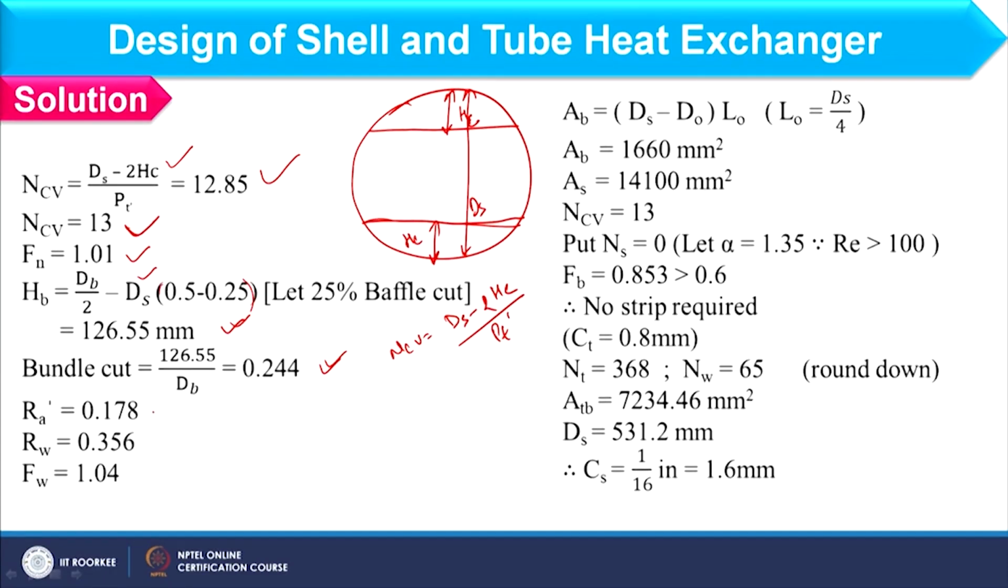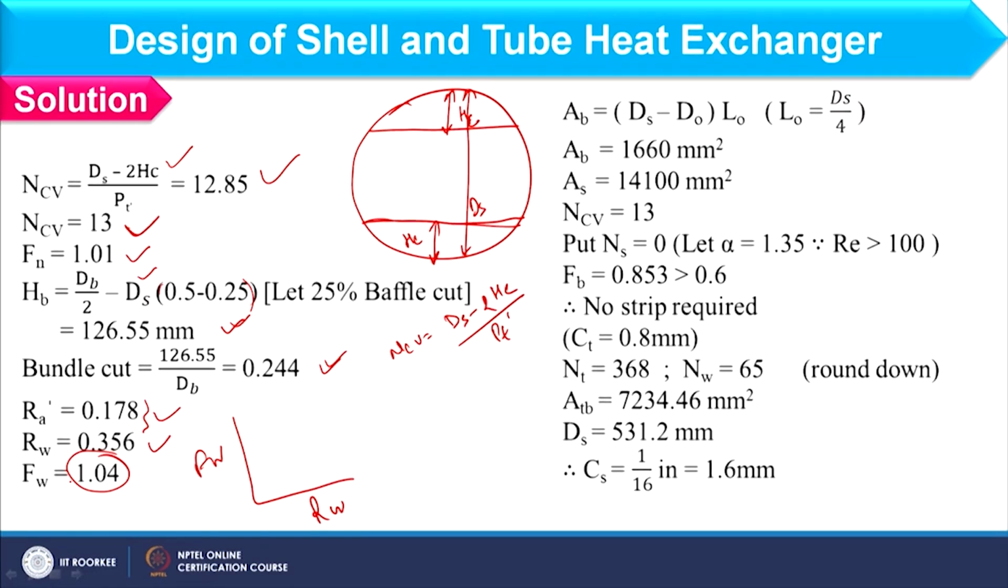based on that, I can find out Ra dash, which comes out as 0.178, and so we can find out Rw just twice of Ra dash, right. And after that we can consider the graph of Fw. Okay, if you remember, we have seen the graph of Fw as well as Rw, right. So you can find out the Fw value as 1.04.